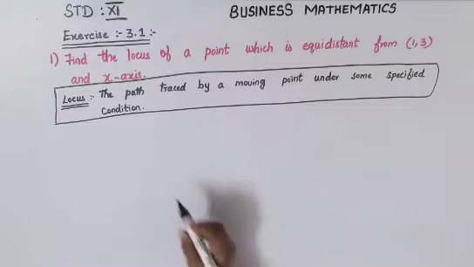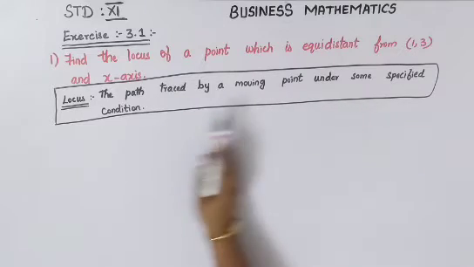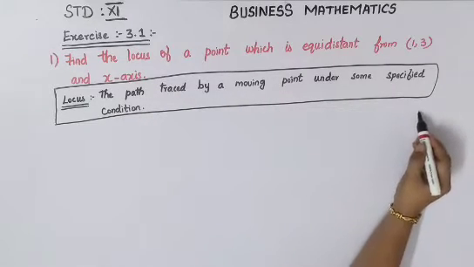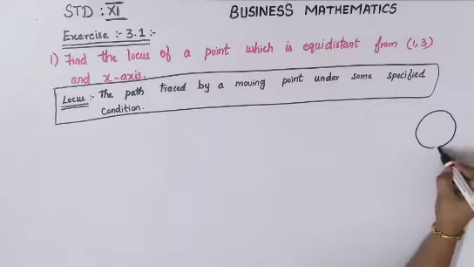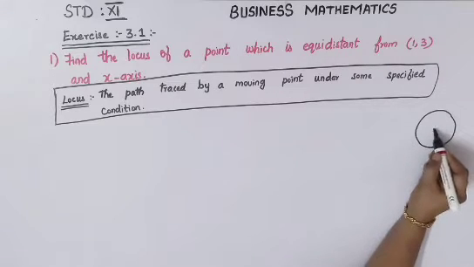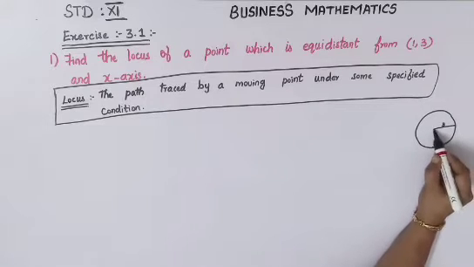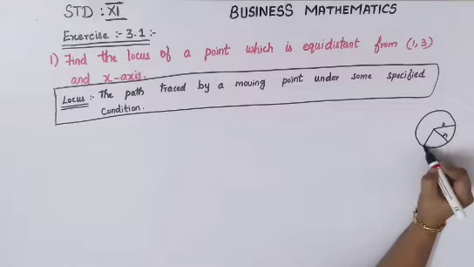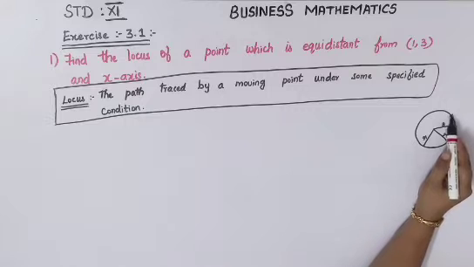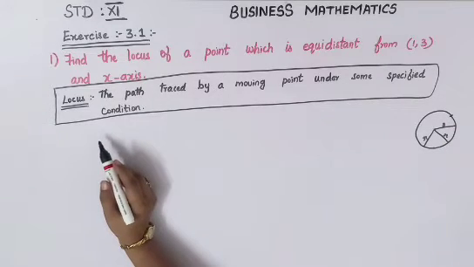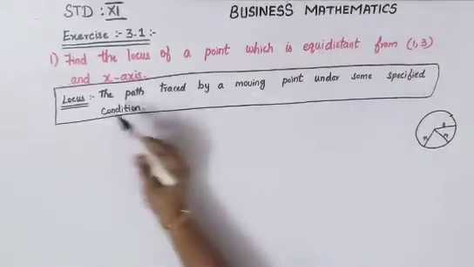So your locus, I have just given the definition here: the path traced by a moving point under some specified condition. One example is a point which moves in a constant ratio, so that is called a locus. If you take a circle, wherever you take the radius, it will be 3 centimeters, otherwise r only. So this path is called a locus. The point in the path is called a locus. Your condition is given: find the locus of a point which is equidistant from (1, 3) and the x-axis.